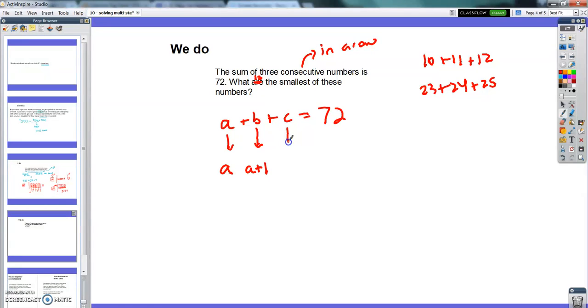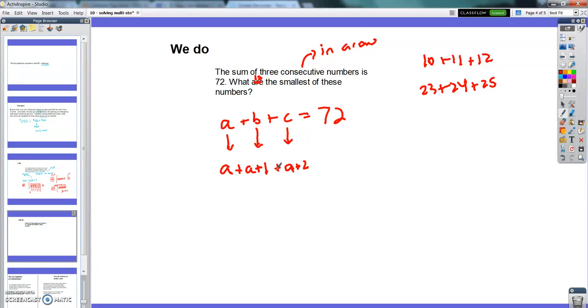And same thing with c. Since I know the numbers are in a row, that number doesn't need its own variable. I can redo it with the first variable and just call it a plus 2. So I can really set this situation up with 1 variable instead of 3.